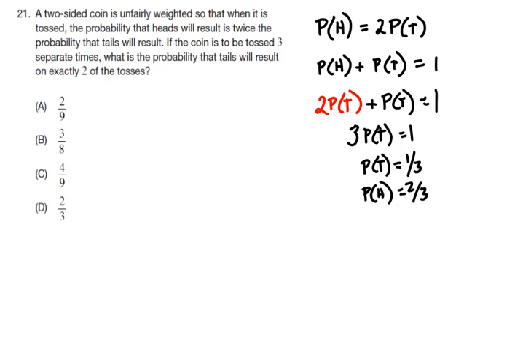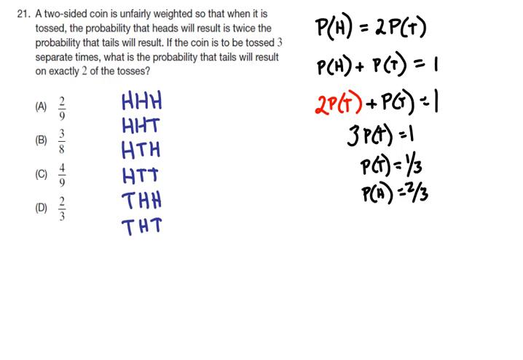Now the coin is going to be tossed 3 separate times. What is the probability that tails will result on exactly 2 of the tosses? What you have to do here is list all the possibilities. When you toss the coin 3 times, you could get all heads. You could get heads, heads, tails. Then heads, tails, heads. Heads, tails, tails. Tails, heads, heads. Tails, heads, tails. Tails, tails, heads. And tails, tails, tails. There are 8 different possibilities.